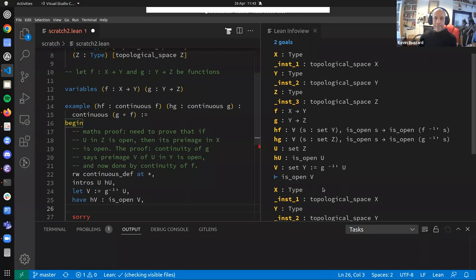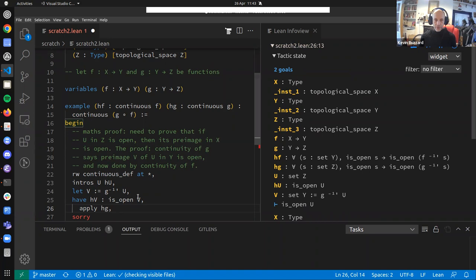So why is V open? V is the pre-image of U under G. So this follows from continuity of G. And continuity of G is the hypothesis HG. So let's apply the hypothesis that G is continuous. And it says, yeah, okay, well, then V being open would follow from the fact that U is open. So now Lean's asking us to prove that U is open, but that's one of the hypotheses already. So that's exact HU, you see.